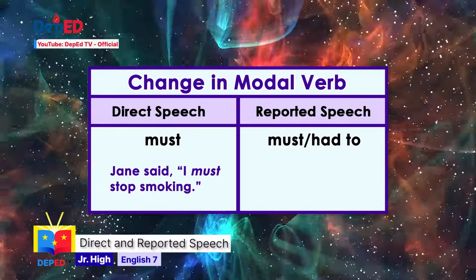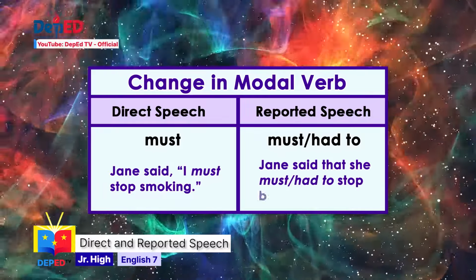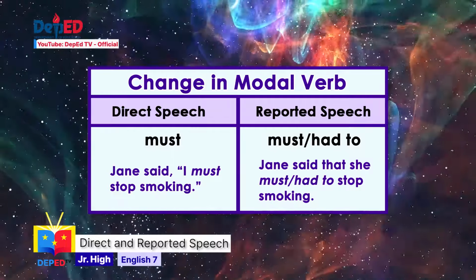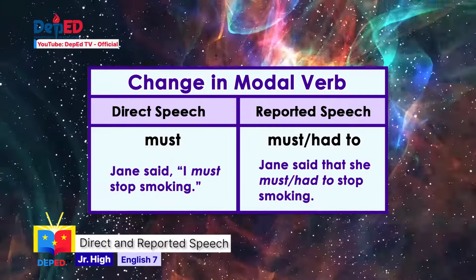Jane said, "I must stop smoking." Jane said that she must or had to stop smoking. The modal verb must can be retained or can be changed to had to.